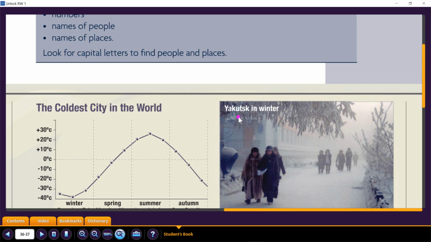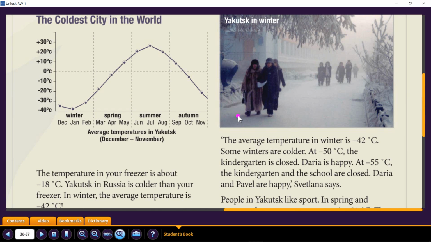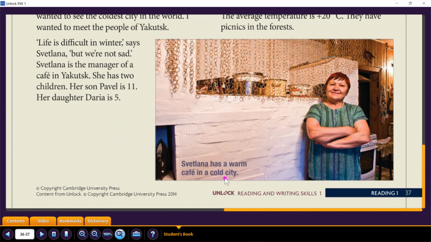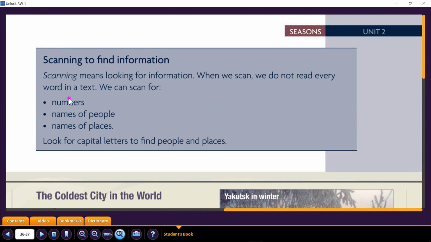Of course, we already know what's the meaning of Yakutsk. And here is also a capital letter, so Svetlana. Maybe you may wonder if this is a person's name or not. Yes, her name is Svetlana. So for scanning, look at specific information.